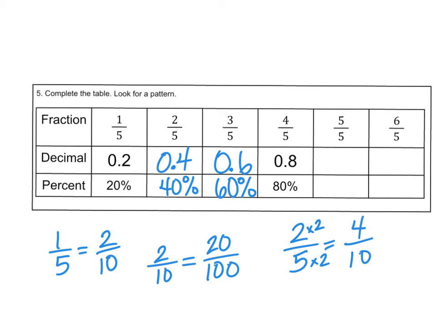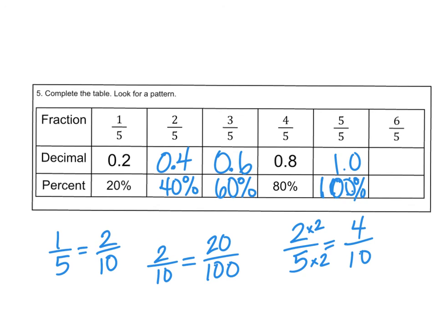5/5, of course, is the decimal number 1, or 1 and 0/10, if you want to write it like that. 5 out of 5, if you think about if you were taking a test and you got 5 out of 5 on the test, you would have 100%. So the percent for 5/5 is 100%.